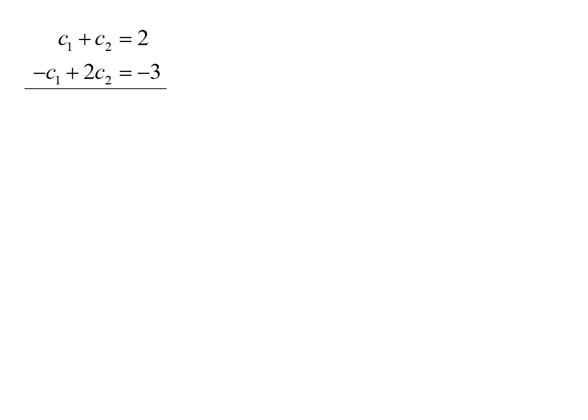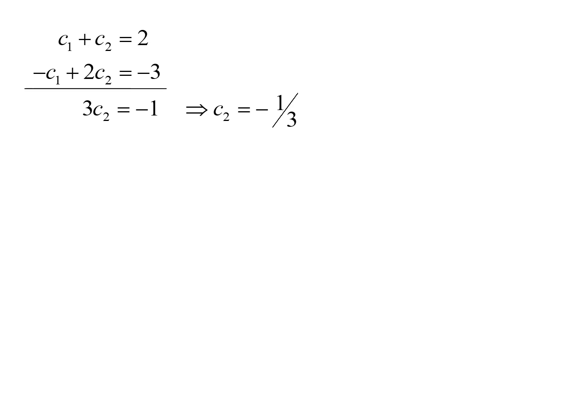I'm going to use elimination. So I'm going to add the equations together. That's going to eliminate the c1 variables. If I do that, I'm going to get 3c2 equals negative 1. I'll divide both sides by 3 and get c2 equals negative 1/3.